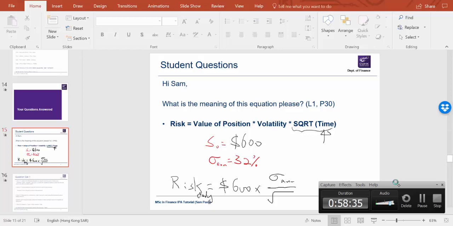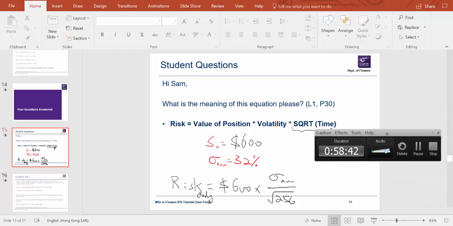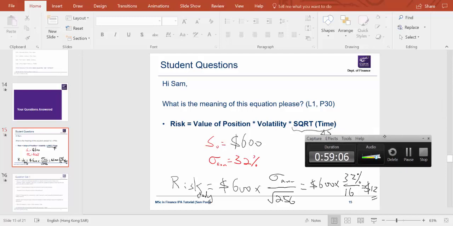So 1 year has 256 trading days. So this would be equal to, you can see why I'm using 32. This is going to be 32 over 16. So that is actually 2%. So this is equal to 12. Now, all I've done is I just said risk equals 12.